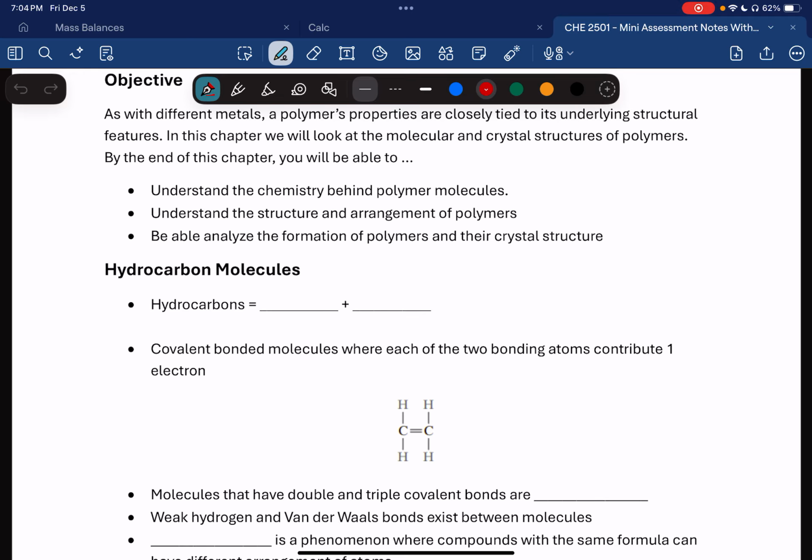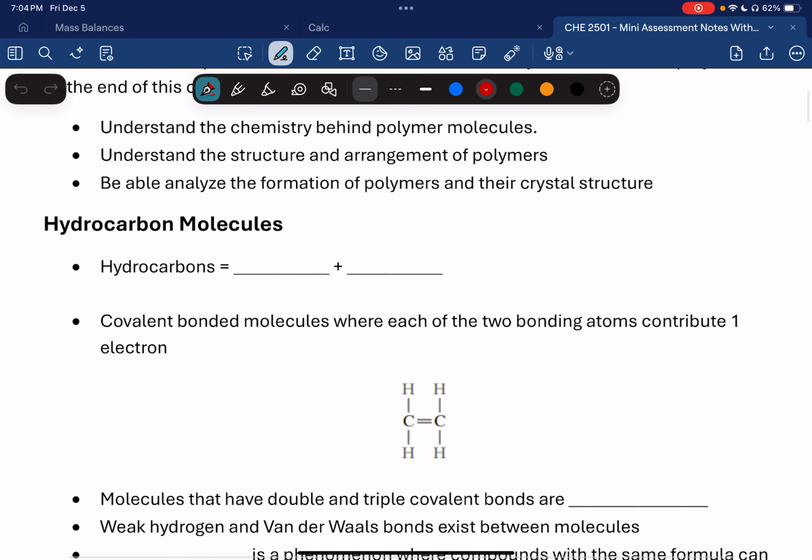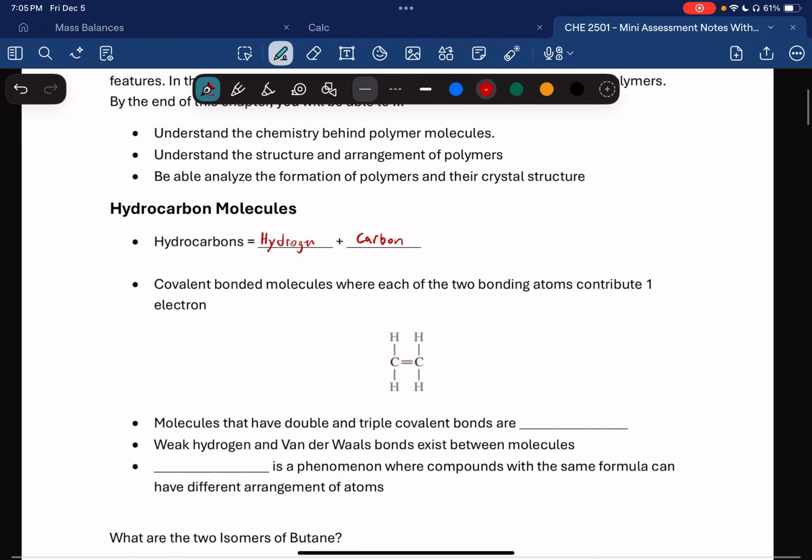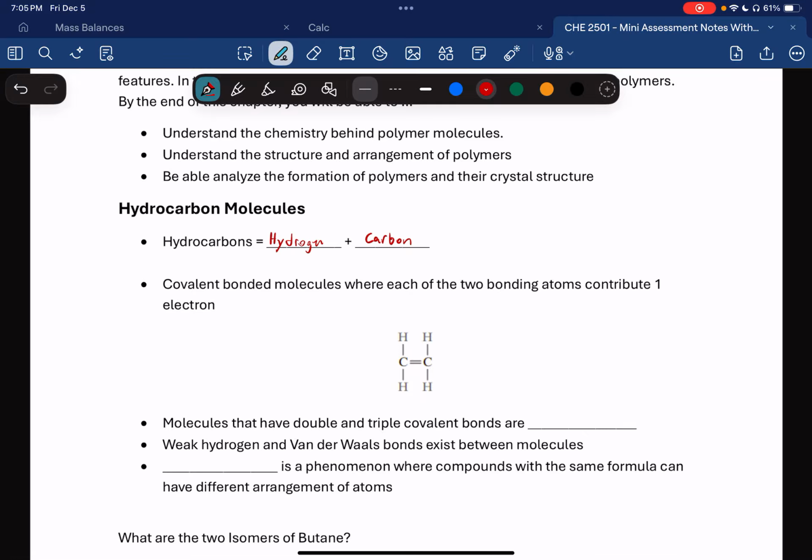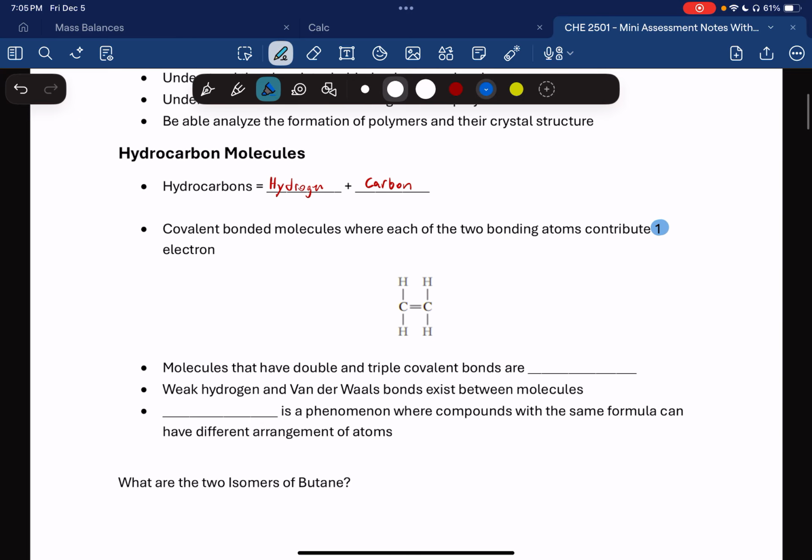For hydrocarbon molecules, hydrocarbons are hydrogen plus carbon, kind of intuitive. Covalent bonded molecules are present in hydrocarbons, where each of the two bonding atoms contribute only one electron, just like in the picture below.